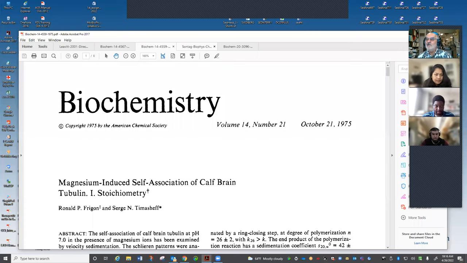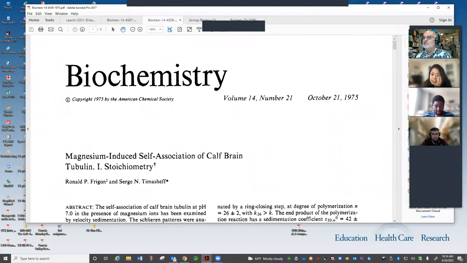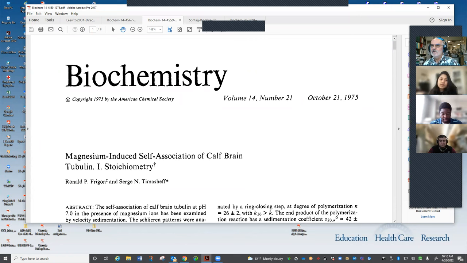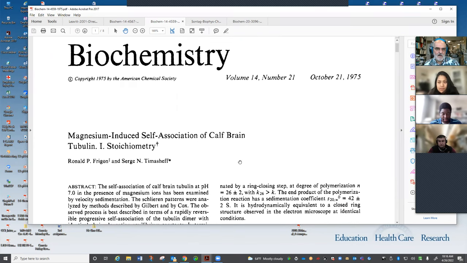So let me share my screen. So I think I mentioned to you that for me, this was a really big turning point in some ways, because around this time, I knew I wanted to work on something like this. I was in a biophysics lab learning centrifugation, but I was thinking about going to work for somebody who was working on tubulin, and I eventually did do that.